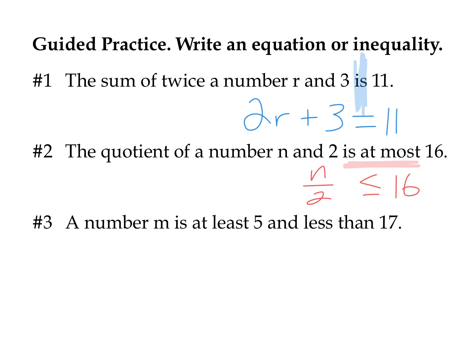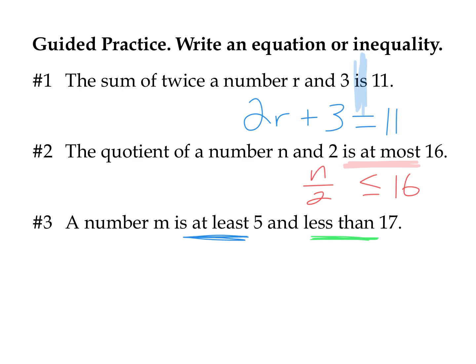In number 3, we have a number m is at least 5 and less than 17. This is a little different situation here too, because we have two different inequalities, right? We have is at least 5 and less than 17. So how are we going to write that out? Well, let's write out the first one and second one, then we'll talk about how to put them together.